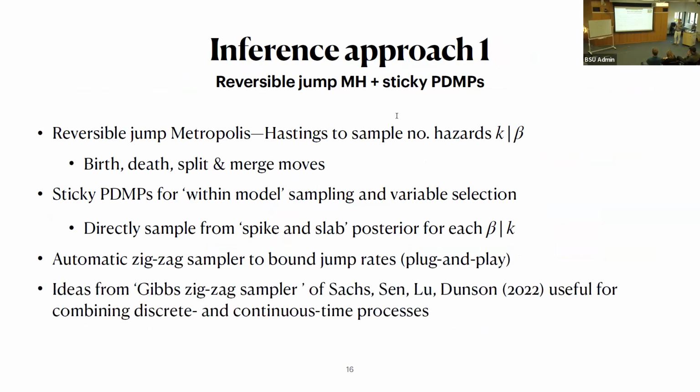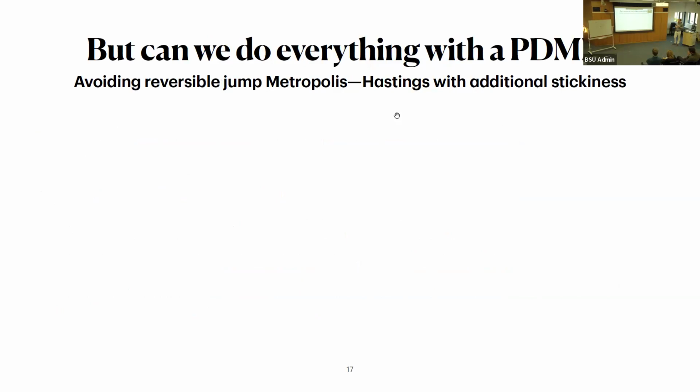Yeah, there are some details that I think are not worth going into here. But then we wanted to do something perhaps a little bit more elegant and say, well, can we also explore the number of mixture components, the number of hazard components within the PDMP, and just have a single PDMP which is doing all the component and variable selection in one go? Feels quite satisfying if we could get that to work.